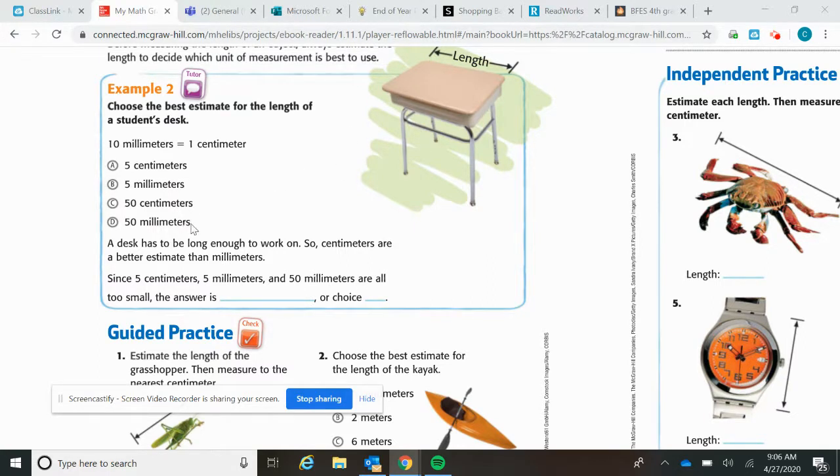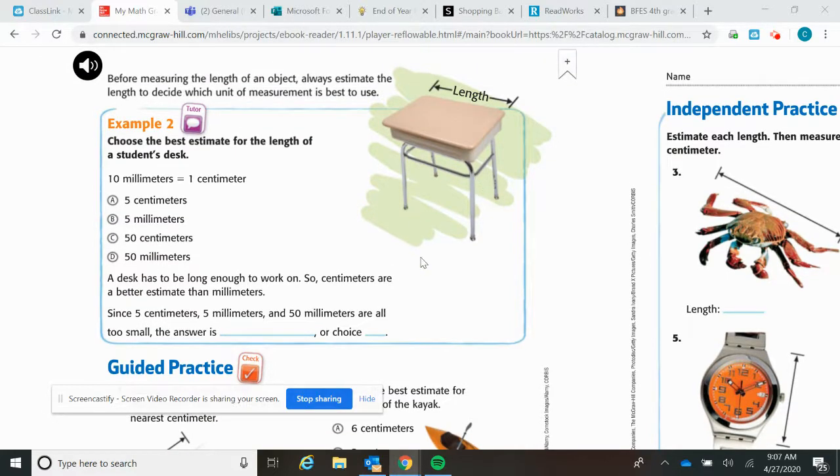And then 50 millimeters. Well, we know that millimeters are smaller than centimeters, so I still don't think that's going to be enough. A desk has to be long enough to work on, so centimeters are a better estimate than millimeters. So if we're measuring the top here, 50 centimeters is going to be our best estimate of the length. Now, if we're measuring the height of it, how tall it was, that may be when we could pull in a meter stick, and it may be as tall as that chair from our previous page.